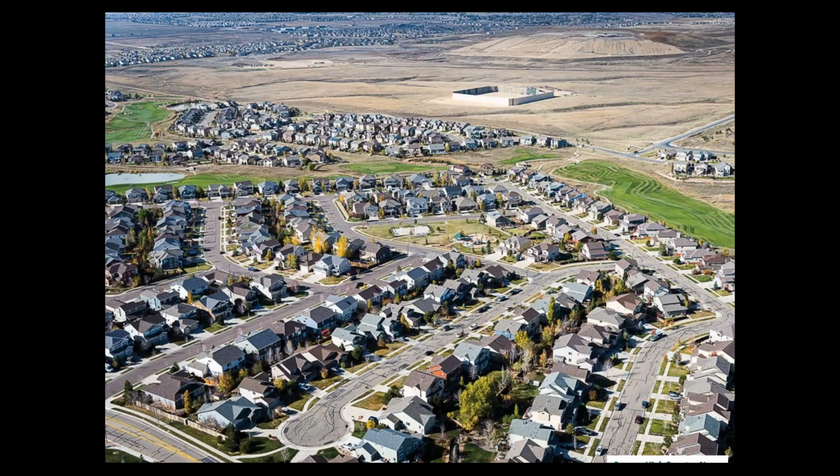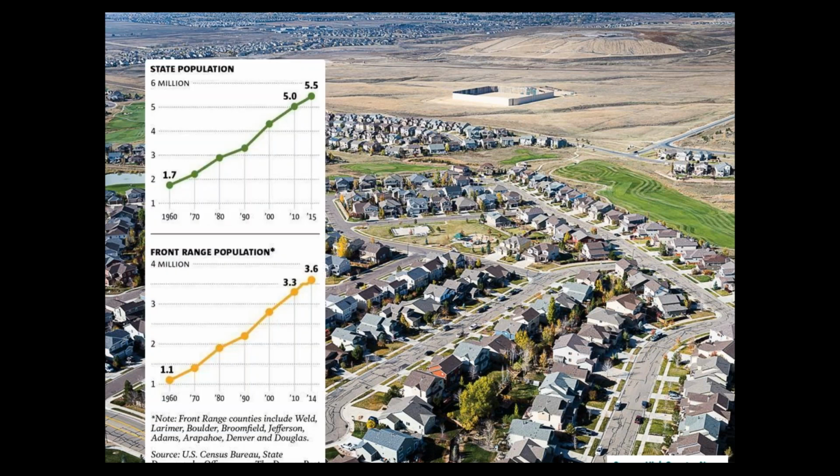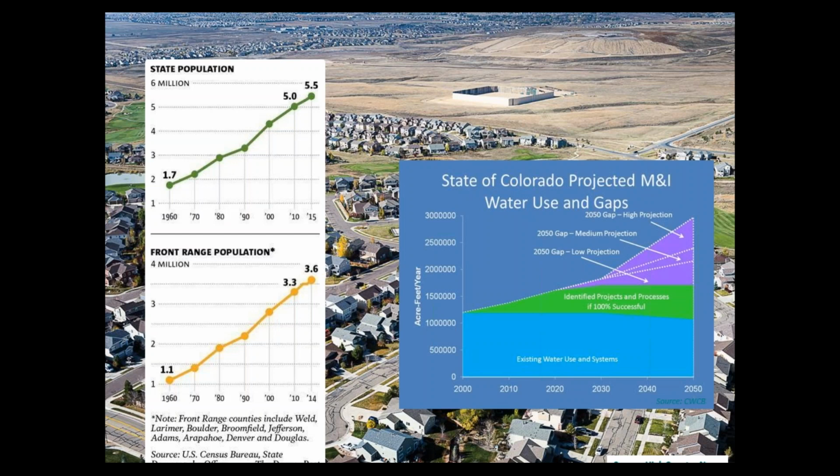But the story does not end there either. Colorado is among the fastest growing states in the nation. Rapid population growth along the Front Range, east of the mountains, is placing a large demand on limited water supplies. Water forecasters predict a significant gap between projected water needs and current available resources.